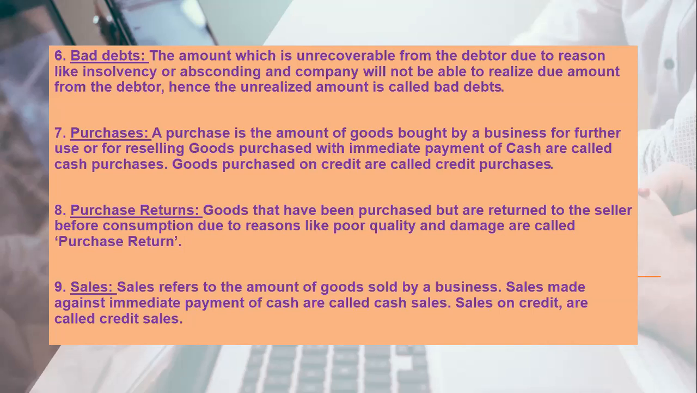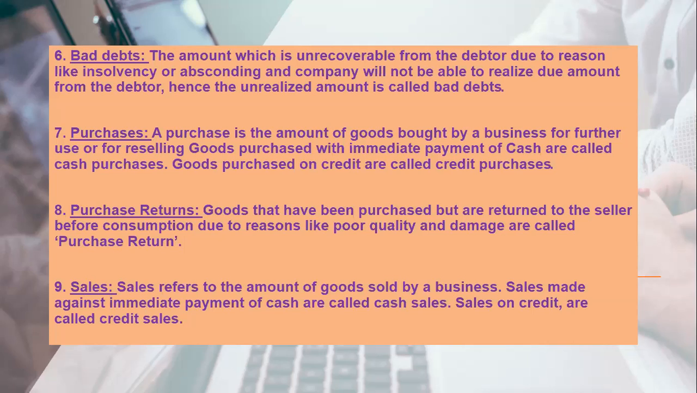Purchases. Purchase is the amount of goods bought by a business for further use or for reselling. Goods purchased with immediate payment of cash are called cash purchases. Goods purchased on credit are called credit purchases. So I'll buy the raw materials and put them into my business and make them into a finished product. Or I'll purchase finished products directly and use those finished products for the purpose of reselling.